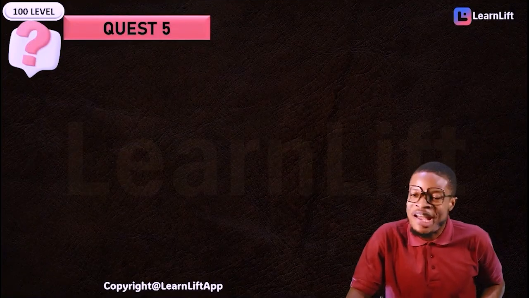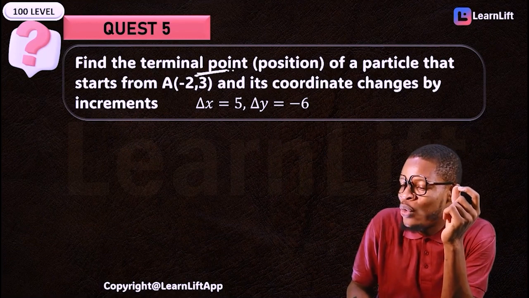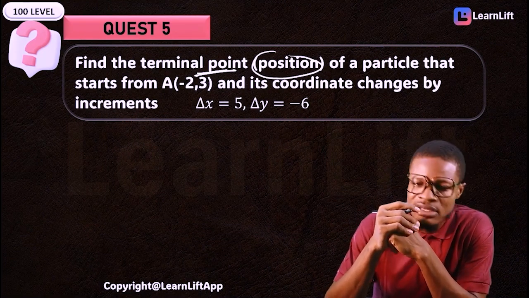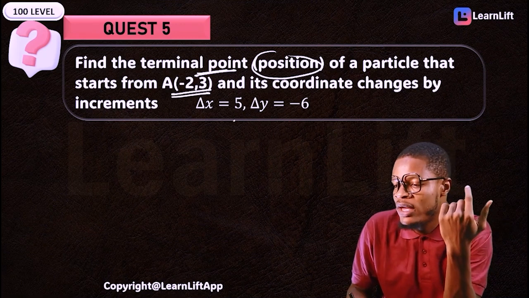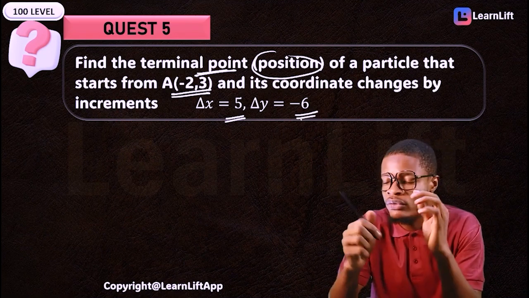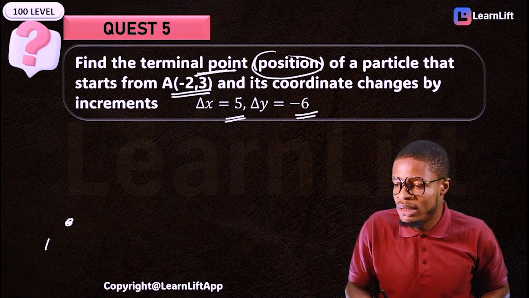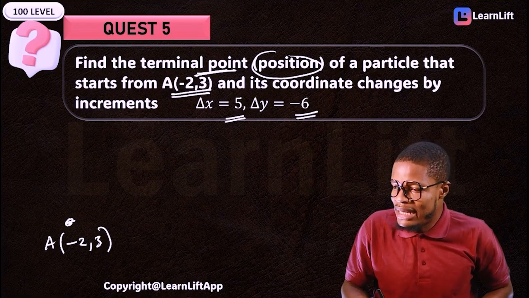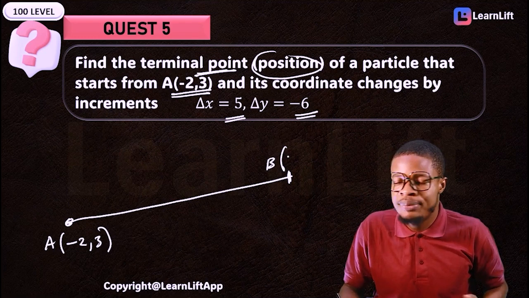In our question number 5, we're given this beautiful question. Find the terminal point or the terminal position of a particle that starts from A, and they give the value, and the coordinate x has changed by this increment, and then y has changed by this. Now listen carefully. Let's assume that here is our point A, and then that A is minus 2, 3. Follow me. And then it moved from A all the way to your point B. And then what is your P? Your P is what we don't know.